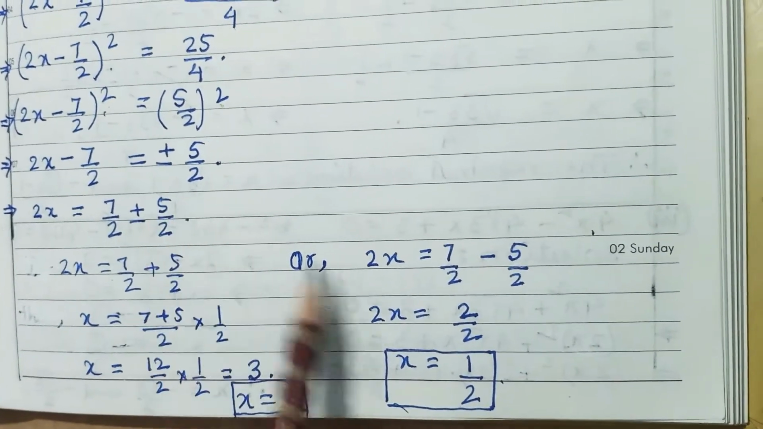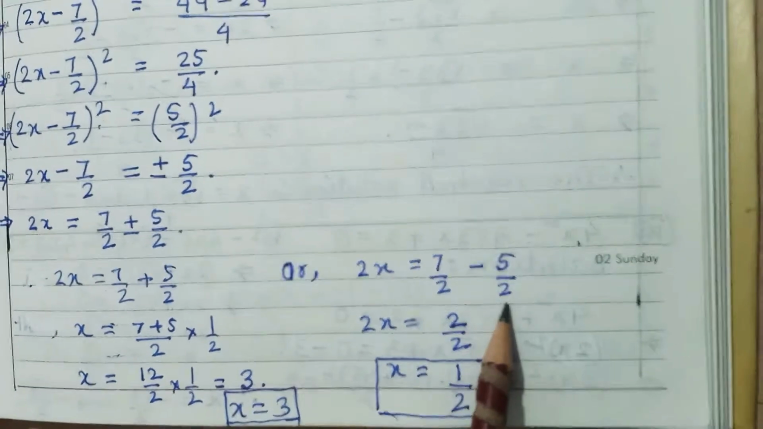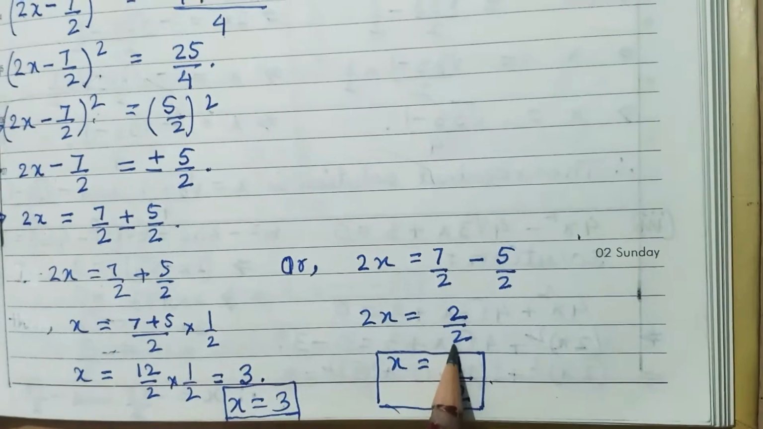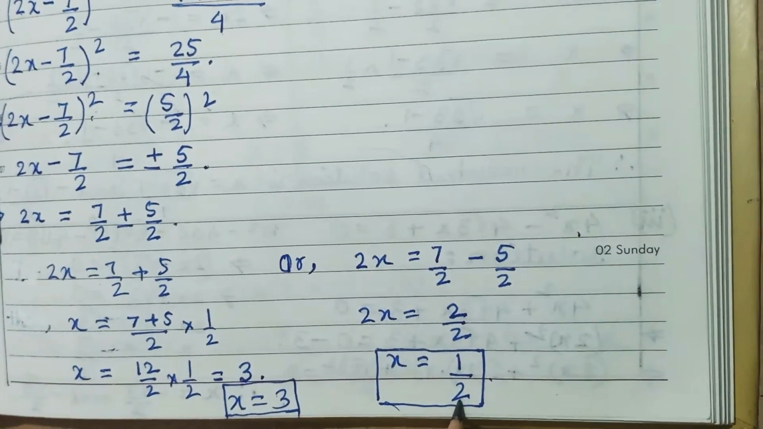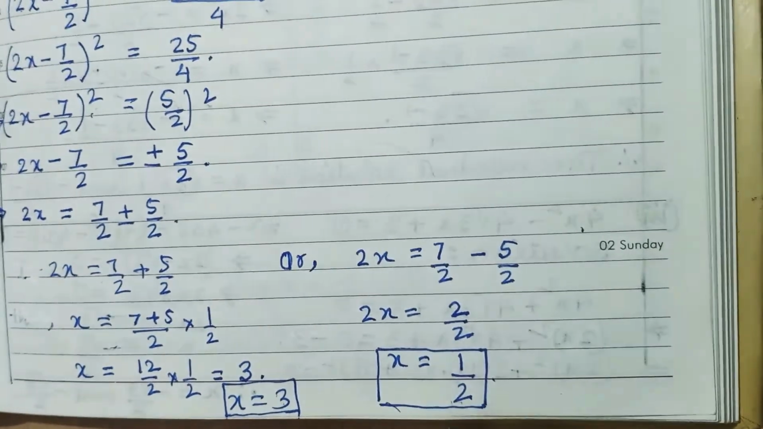And if we take the negative value, so 2x is equal to 7 upon 2 minus 5 upon 2. It is 2x is equal to (7 minus 5) upon 2, which is 2 upon 2. It is 1, and this 2 will come here, it's half. So the 2 values are 3 and half. Next part.